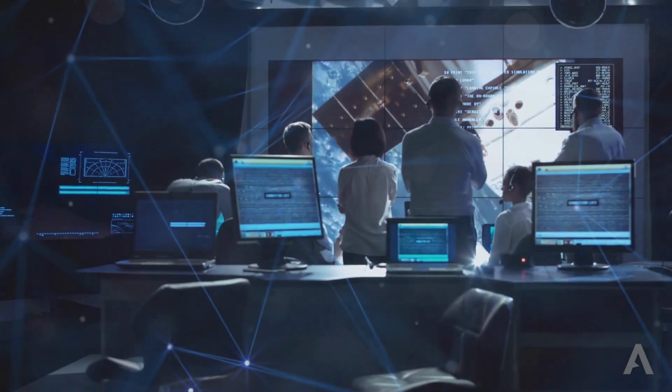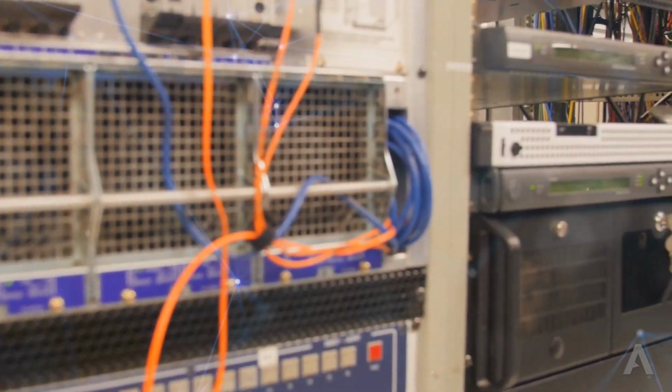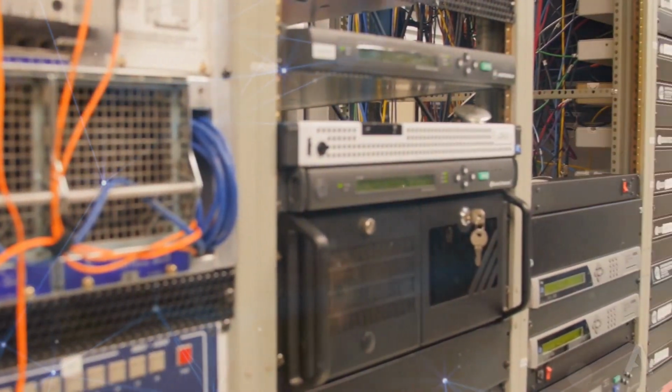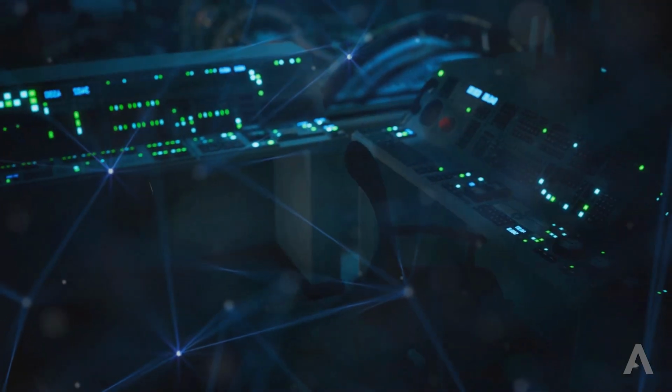Section 5. Common features of EDR solutions. While specific features may vary depending on the vendor and solution, most EDR solutions share several common features. These include endpoint data collection.